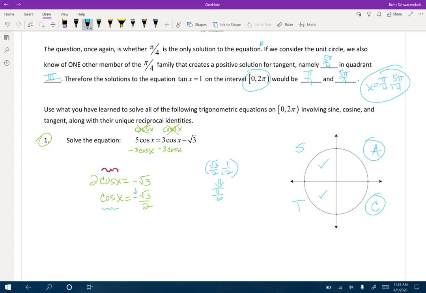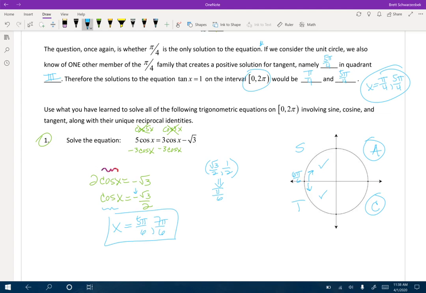So what do we do? We find the pi over 6 family answers in those two quadrants. What are they? Remember, this is 6 pi over 6 right here. So if we go this way one pi over 6, we get 5 pi over 6. This way is 7 pi over 6. So that means our solutions are 5 pi over 6 and 7 pi over 6.